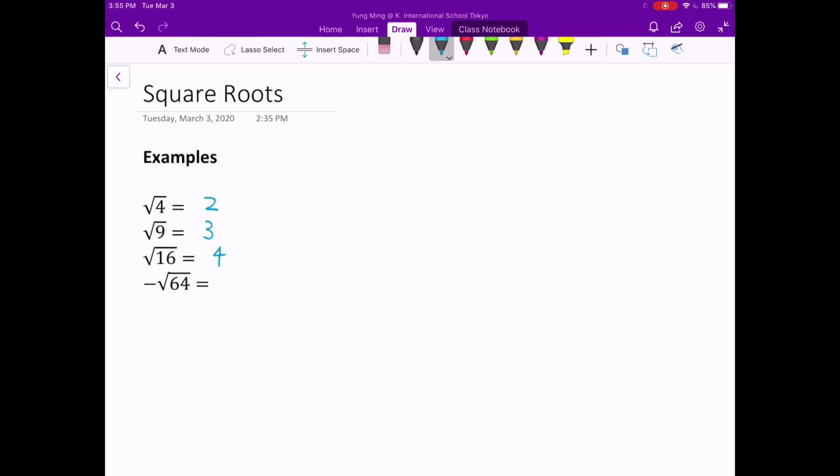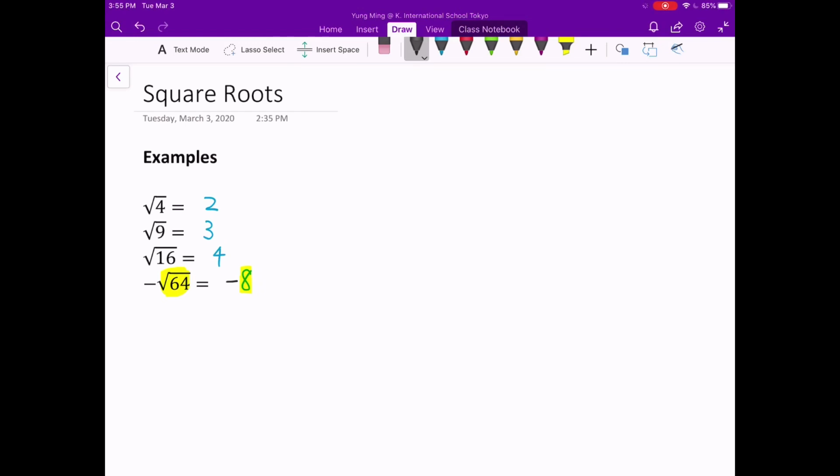Okay, so now here's a question. Here's an interesting part. We got minus square root 64. What is that? Whatever you see over here, square root 64, we should immediately think of 8. But not just 8, because I have a minus sign right in the front, so we actually put a minus over here. So the answer is minus 8, okay?